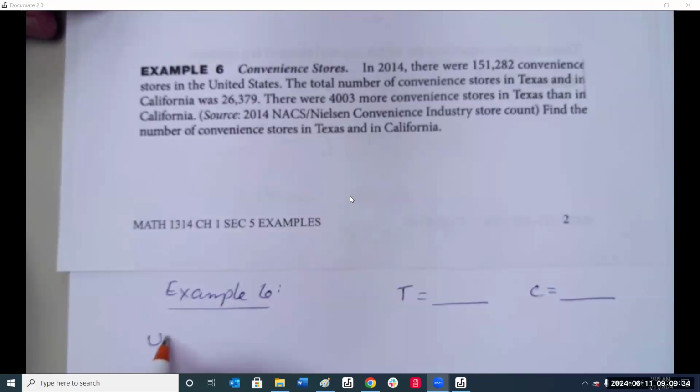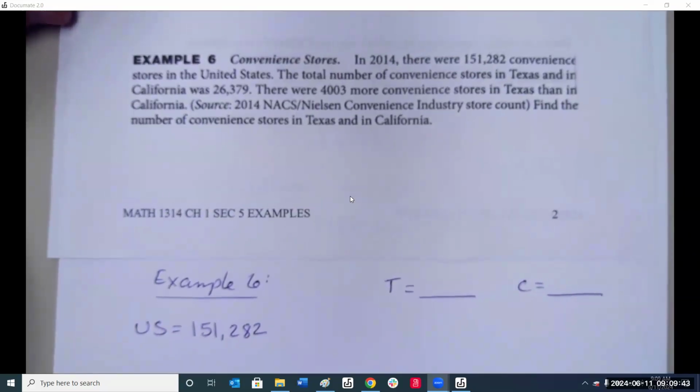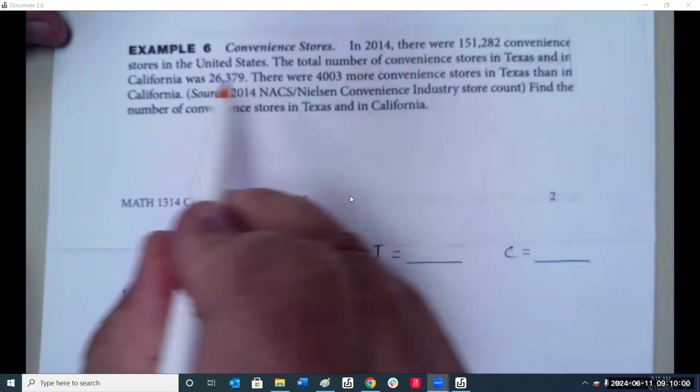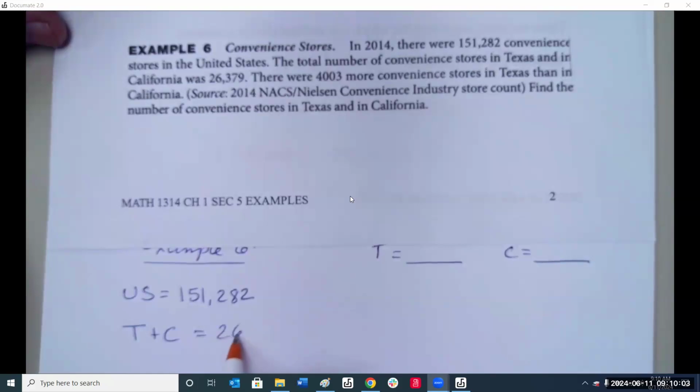So the US equals 151,282. So how do I write that? Right. Yeah, because then we know that Texas and California, says the stores in Texas and in California is 26,379.